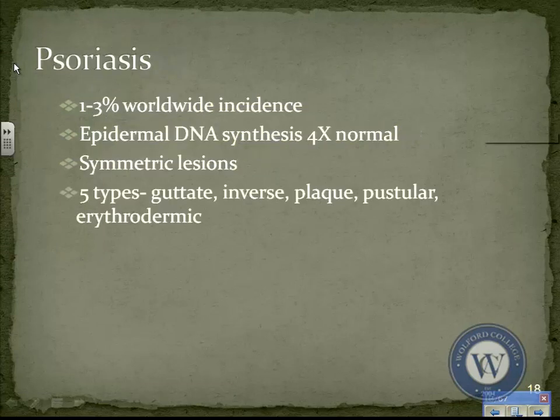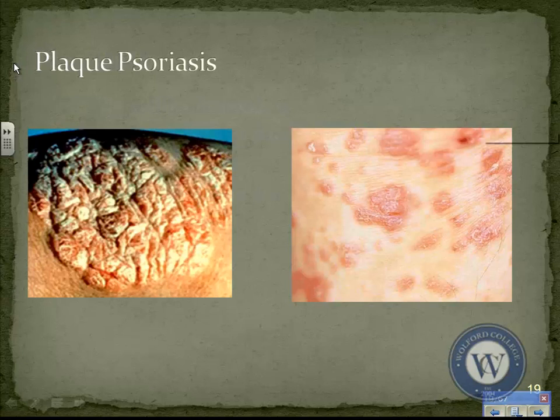Psoriasis occurs in about 3% of the worldwide population. Epidermal DNA synthesis is 4 times that of normal, so they tend to get symmetric lesions. And there are different kinds of psoriasis: guttate, inverse, plaque, pustular, and erythrodermic. Please don't memorize that. It's just a dermatological thing. What we're looking for is what is psoriasis. And it looks like that.